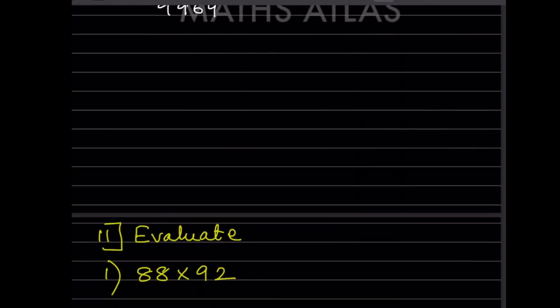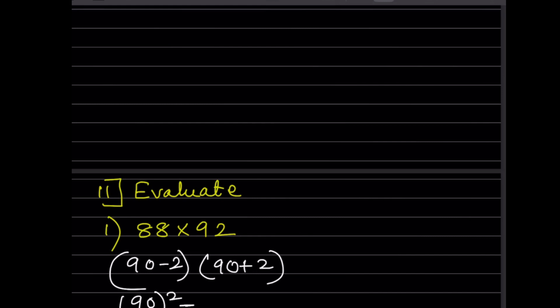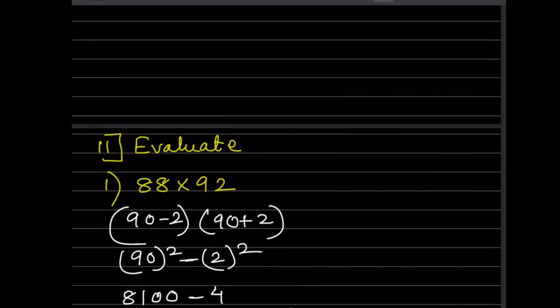Now we are going to evaluate this one again, 88 into 92. So we can write 90 minus 2. Again, we are going to use the same formula, 90 plus 2. So this will be 90 square minus 2 square. So 90 square means 9 9s are 81 and 2 zeros. And this will be minus 4. So it should be 8096.